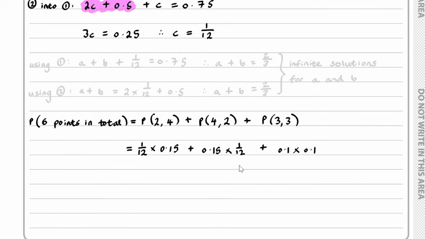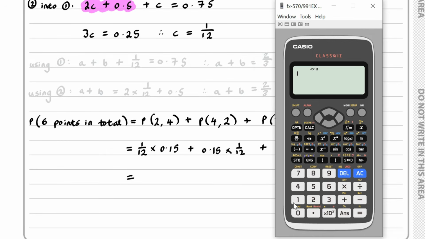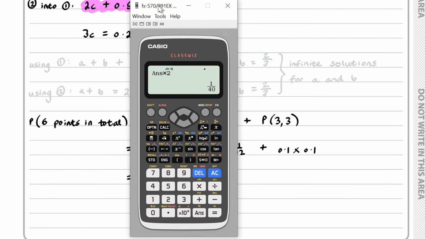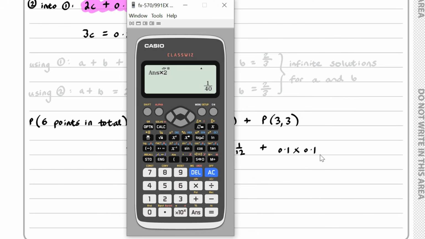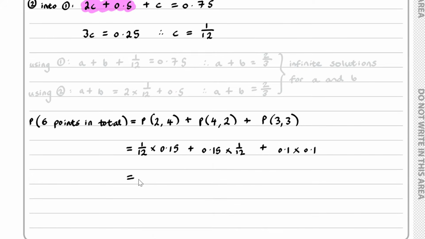And if we work all of this out, we have 0.15 multiplied by 1 over 12. We multiply this by 2, and then we add on, as we see here, 0.1 times 0.1. So we add on 0.1 squared. It turns out we get 0.035. So we end up with 0.035.